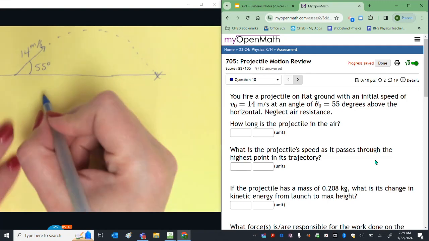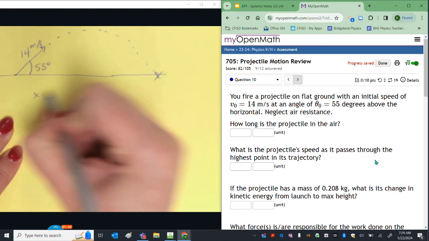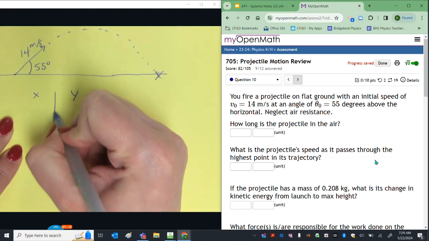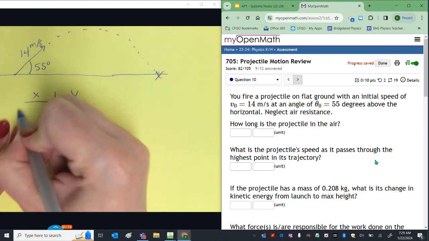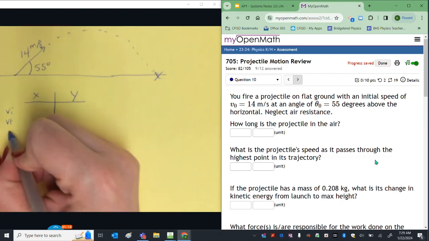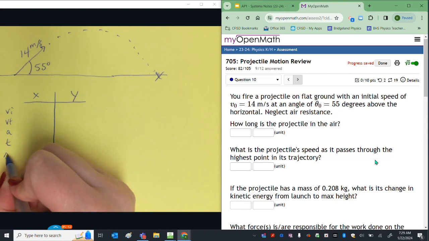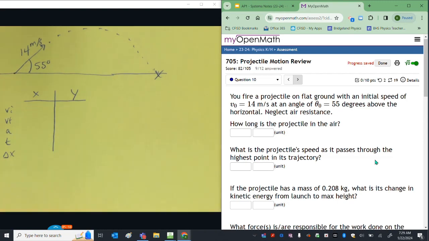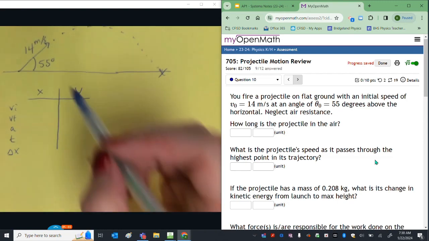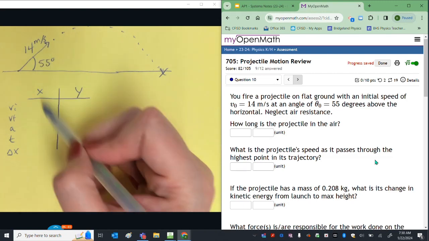So it's a good idea, as always, to start with a little chart to organize our data in the X and Y directions. Vi, Vf, a, t, delta x. So, again, if you have something launched at an angle, I'm not going to put 14 in here.